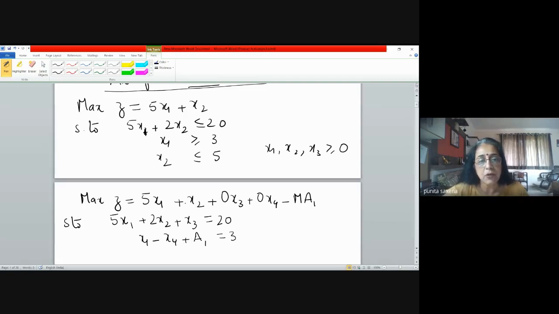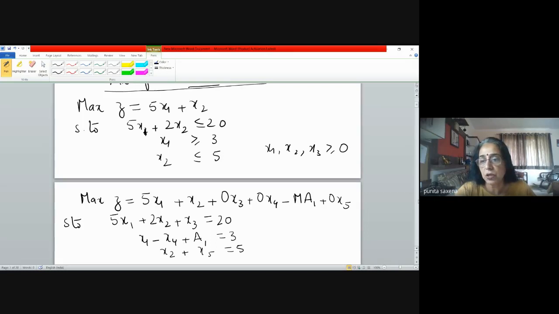Now if I look at my third constraint, it's a less than or equal to type, so it becomes x2 plus another slack variable. I've already added till x4, so it will be x5, equal to 5. Because it is a slack variable, the coefficient here becomes 0.